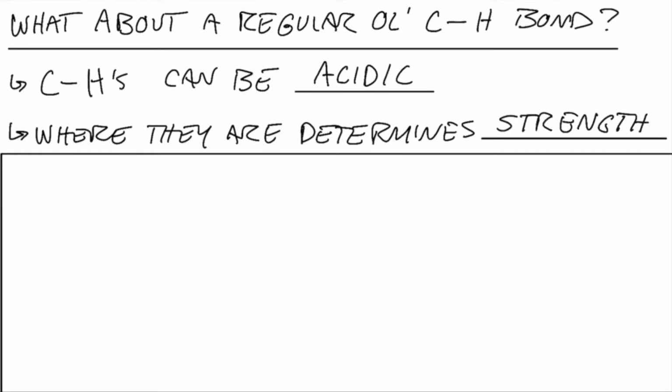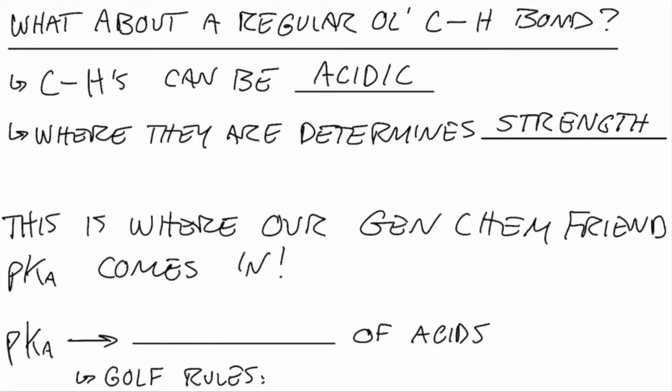There are a lot of different ways that carbon and hydrogen can hang out together. So this is where our friend pKa comes back. Our pKa values will tell us the relative strength of acids. This follows some golf rules. We're going to use some numbers in the next couple of slides, but the thing to remember is that pKa goes by golf rules: lower numbers are going to be stronger acids.